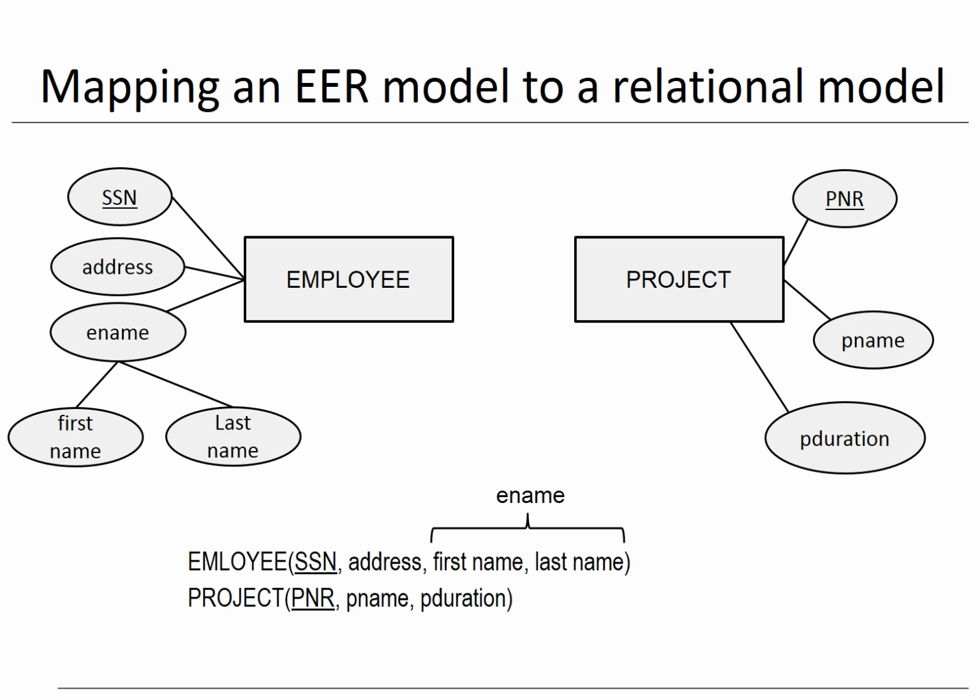The project entity type also has three attribute types: project number, which is the key attribute type; project name; and project duration. You can see that both key attribute types, Social Security number and project number, have been mapped to the primary keys of both relations. Also note that the e-name composite attribute type has been decomposed into first name and last name in the relation employee.